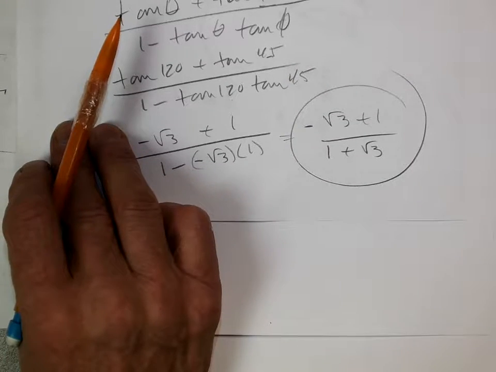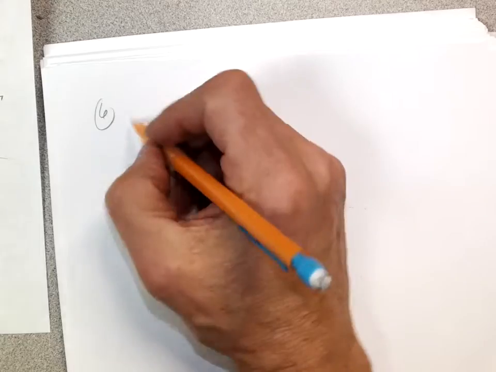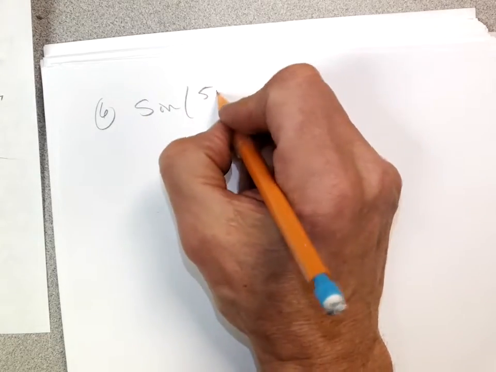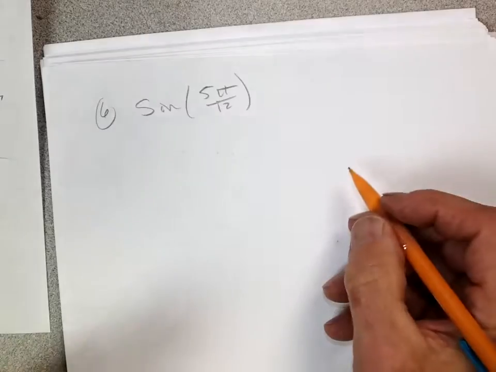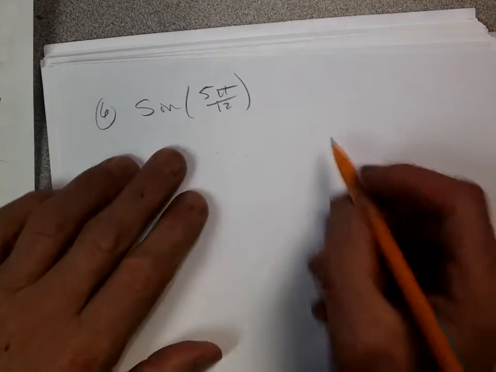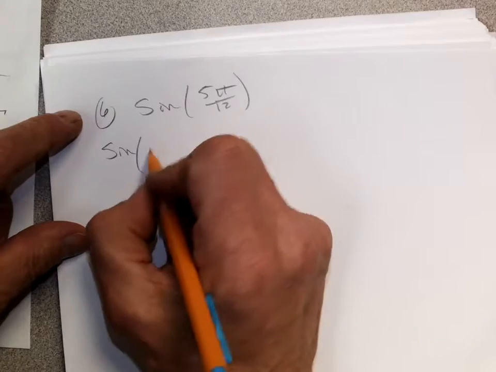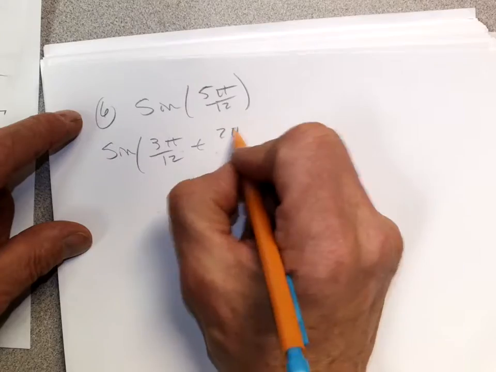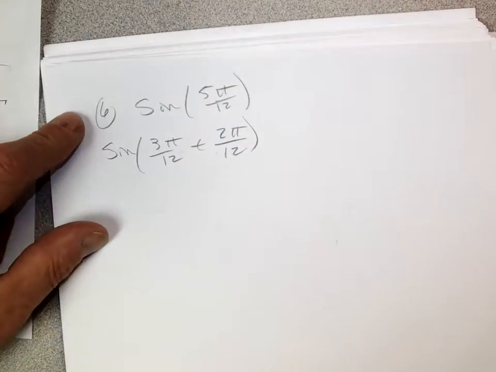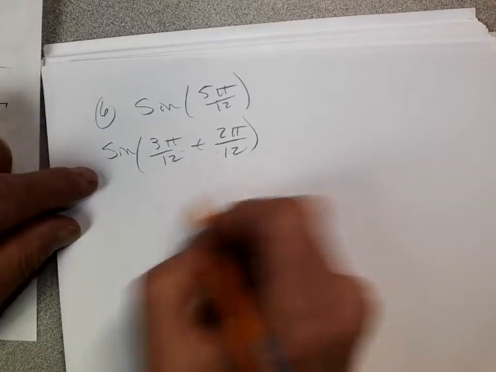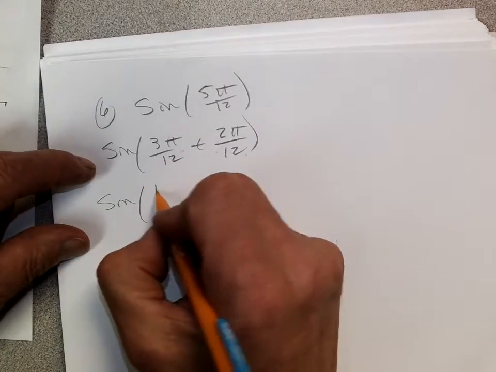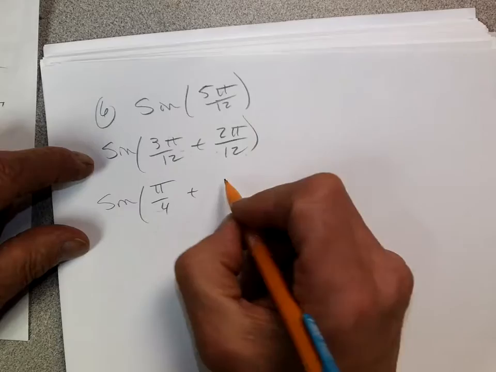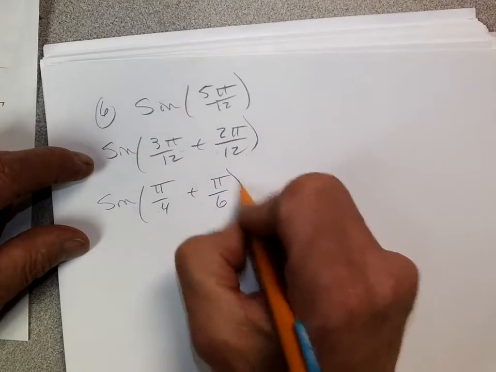Number 6. We're moving along. Okay? 6. We have sine of 5 pi 12ths. Alright, so that's got to be something plus something. So let's rewrite this as sine of, oh, how about 3 twelfths plus 2 twelfths? Because it does make 5 twelfths, and the reason I like that is because if you reduce it, you get sine of pi fourths. Hey, that's on the unit circle, plus pi 6. Hey, that's on the unit circle too.